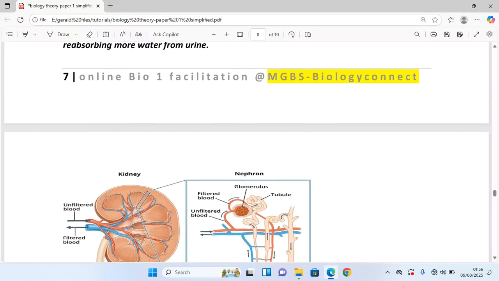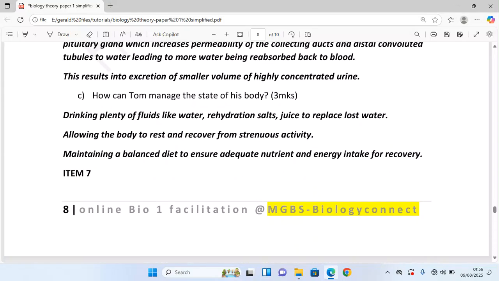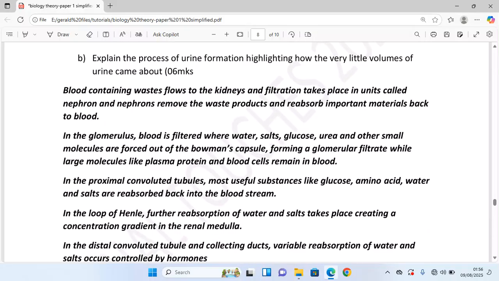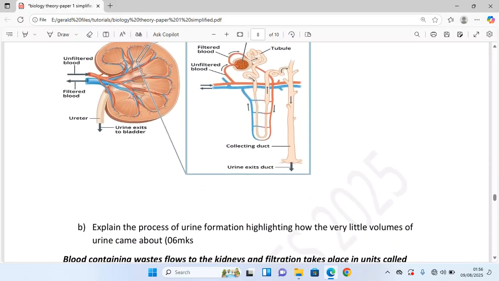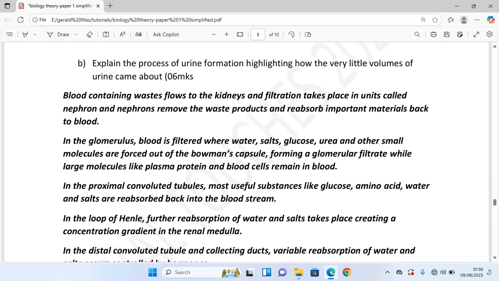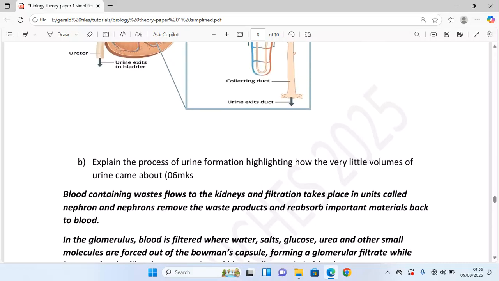See, we have this drawing here of the kidney. We shall use it on part B. Explain the process of urine formation, highlighting how the very little volumes of urine came about. So this is what happens here.